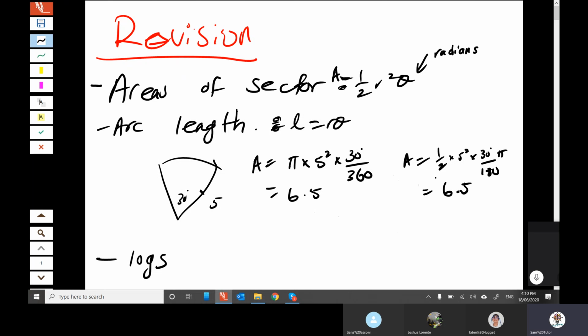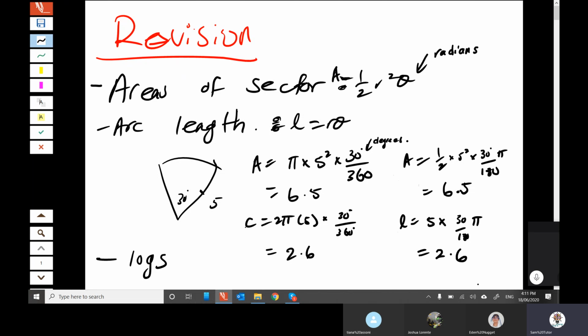So you can either learn a new one or not. It's really important that you remember the theta is in radians, whereas if you're using the other formula, your theta is in degrees. That's super important to keep in mind. And again, same thing if I asked you to find the arc length: you would have used your circumference formula, 2 pi r times theta on 360, and ended up with 2.6. And if you used L equals r theta, 5 times 30 on 180 with a pi on top, it's still going to give you 2.6.